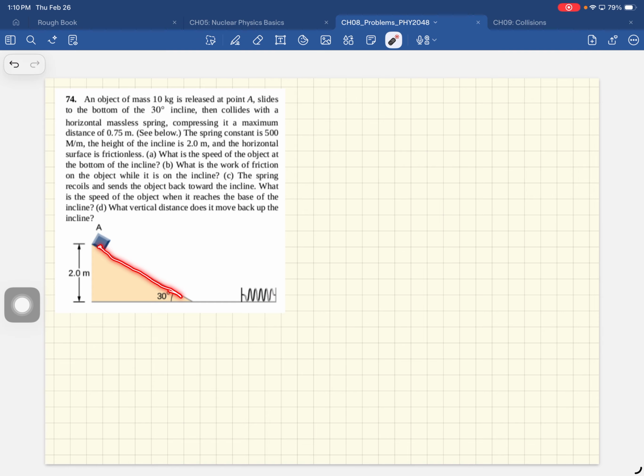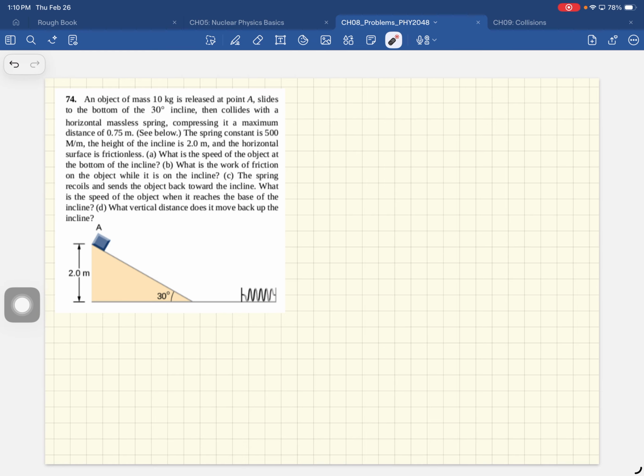Okay, so this surface has friction, and friction will do negative work, and it will remove mechanical energy. On this surface, it has friction. This surface is frictionless. And so here, mechanical energy will be conserved. So what will happen is we'll calculate the speed here, and that kinetic energy goes and compresses the spring. That'll get converted to spring potential energy.